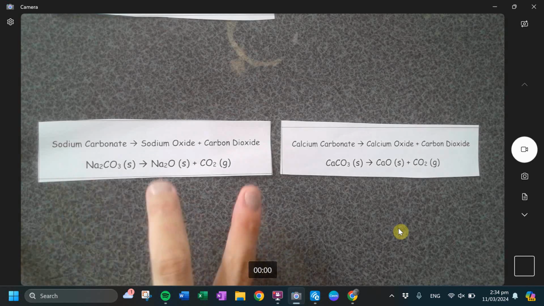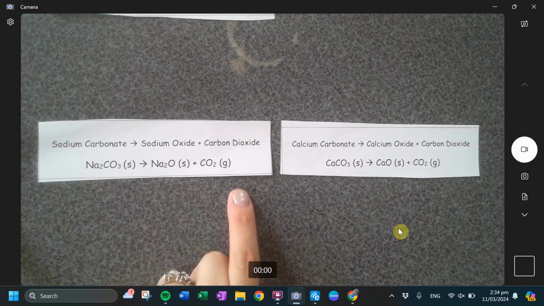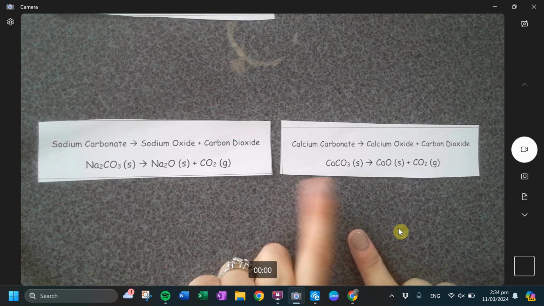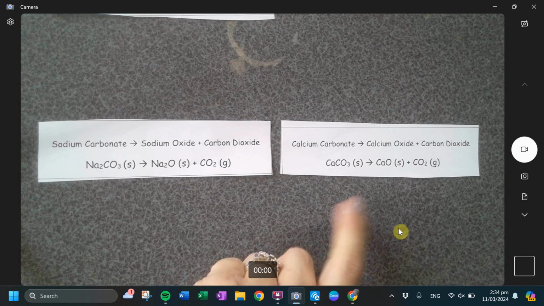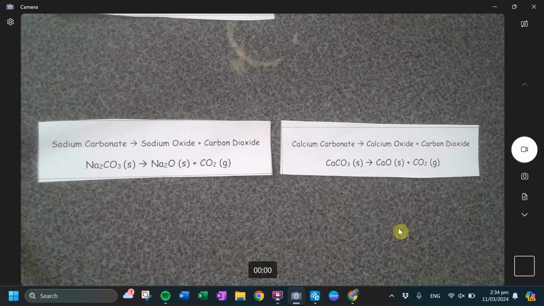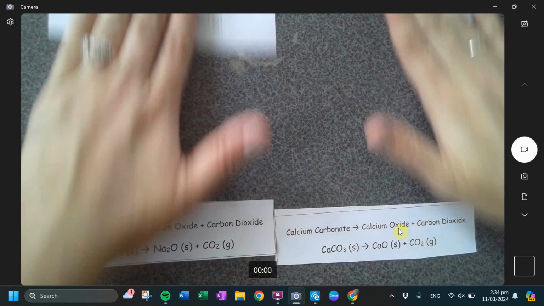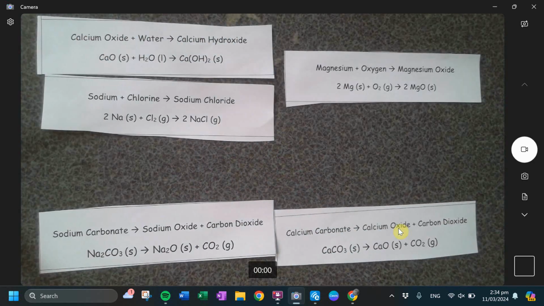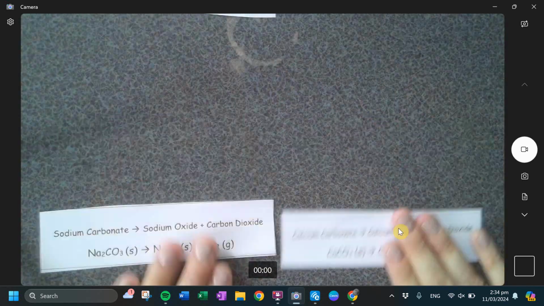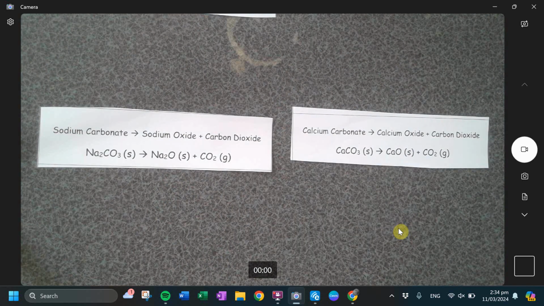Sodium carbonate becoming 2 things: sodium oxide and carbon dioxide. This one here, calcium carbonate, breaking apart to become calcium oxide and carbon dioxide. You have 1 reactant becoming multiple products. Decomposition. Yeah, so this one up here, combination, multiple things becoming 1 product. This one here, 1 reactant becoming multiple products.